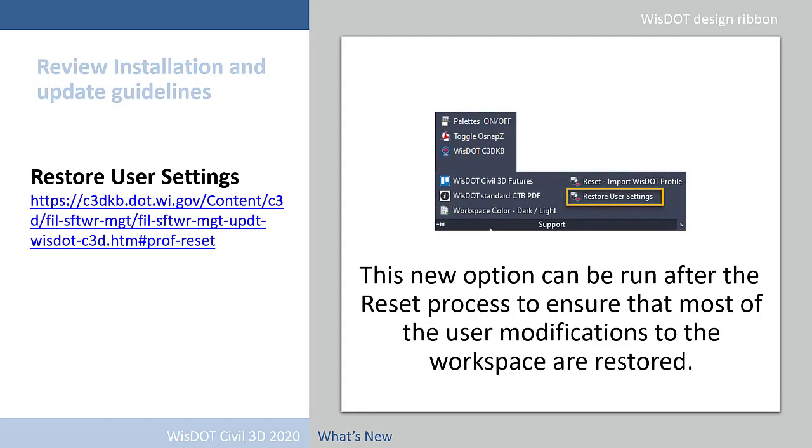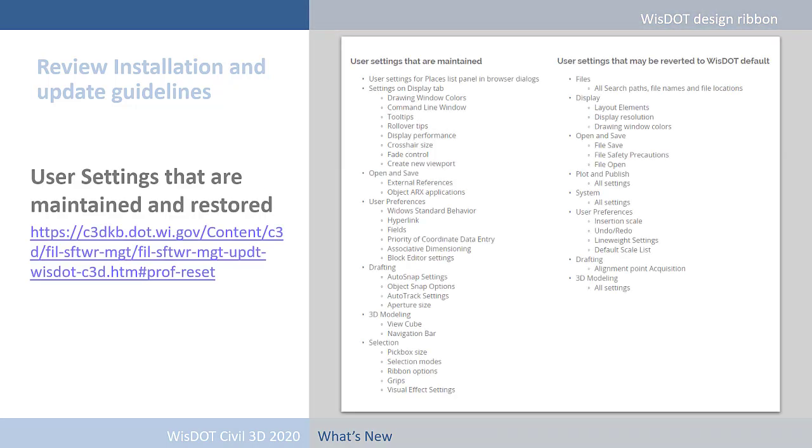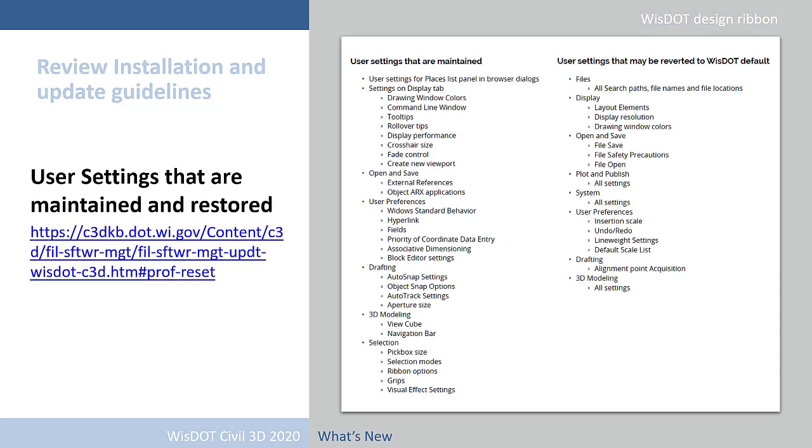To help the user, WisDOT has also provided a Restore User Settings tool. This tool can be run after the reset process to ensure that most of the user's modifications to the workspace are restored. Using the link provided, a full list of the settings that are converted by running the reset and a list of user settings that are restored by running the Restore User Settings tool can be found on the Civil 3D knowledge base.